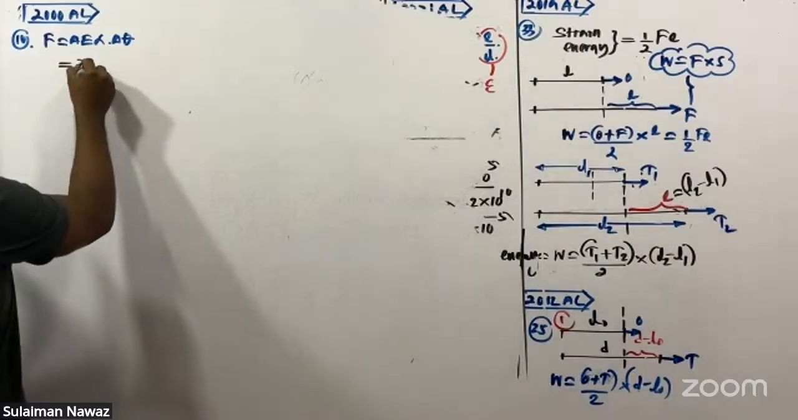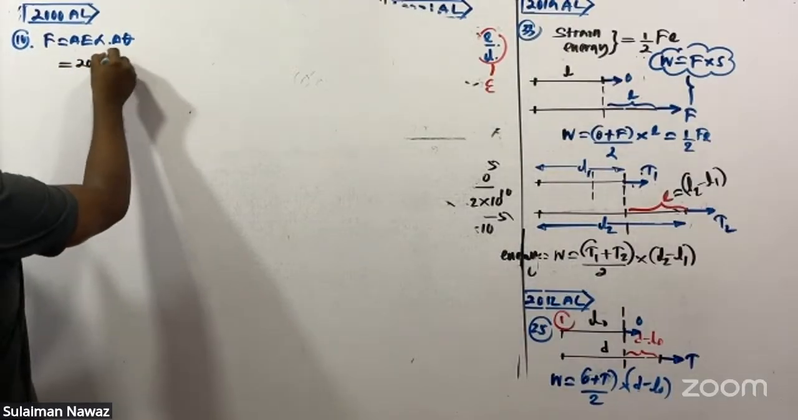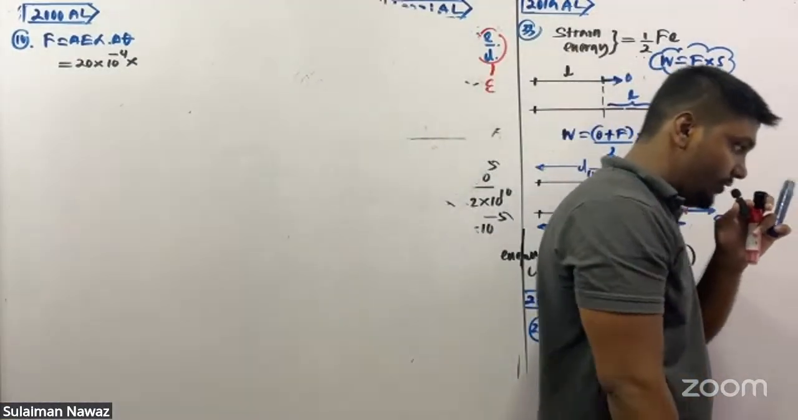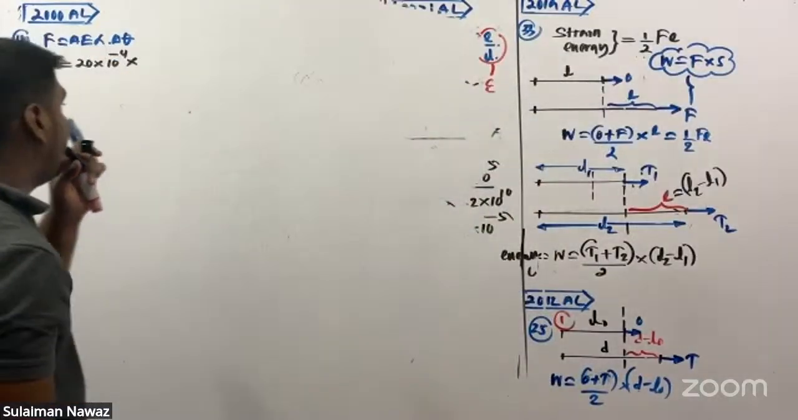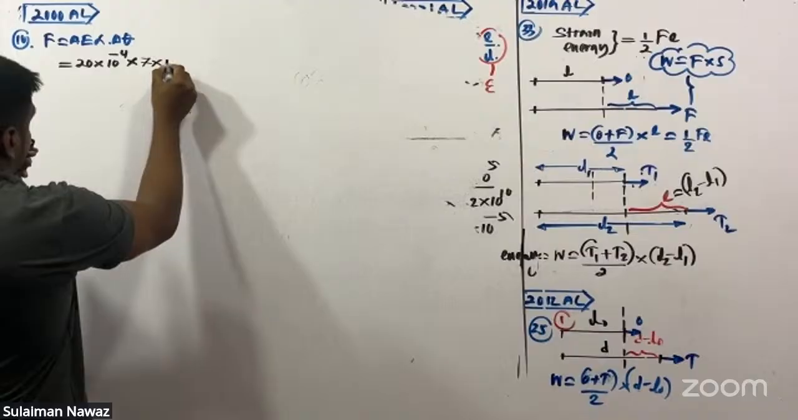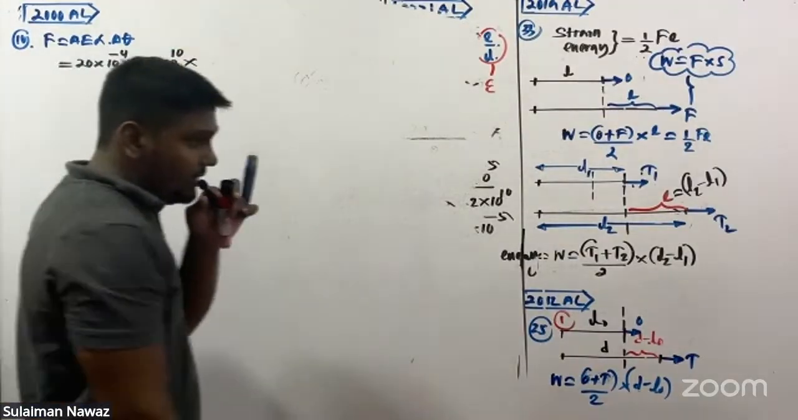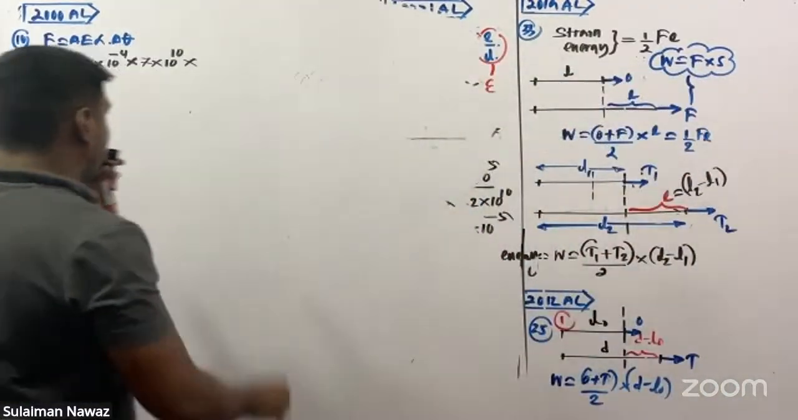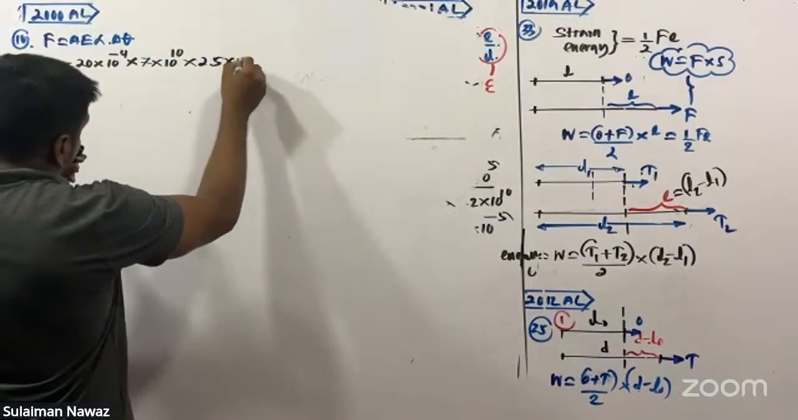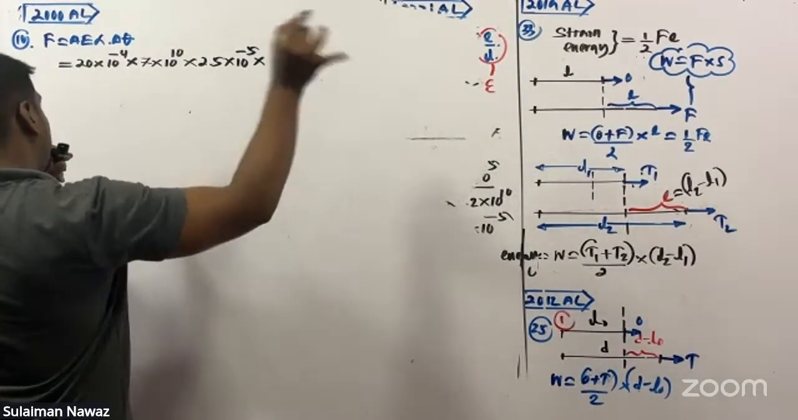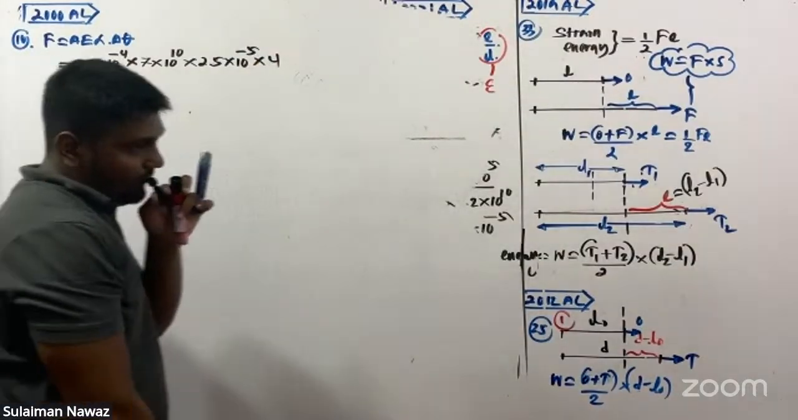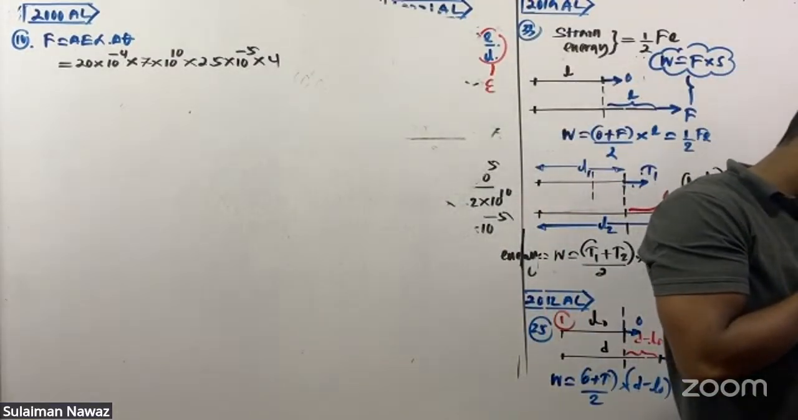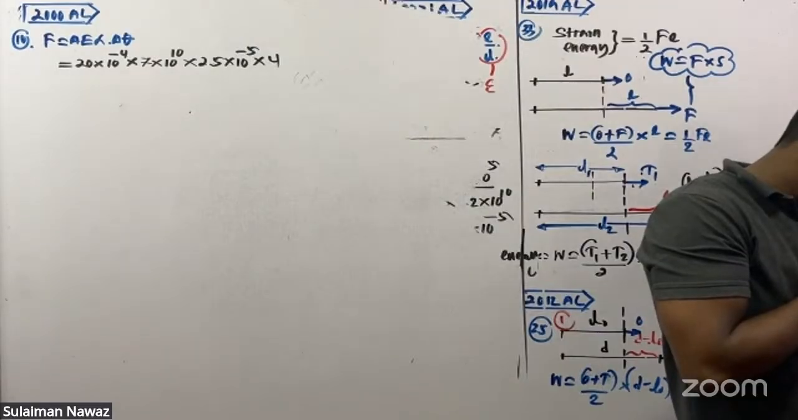20 centimeters squared, multiplied by 10 to the power minus 4. Young's modulus is 7 into 10 to the power 10. Linear expansivity, we know that, 2.5 into 10 to the power minus 5. Change in temperature, 30 to 34, 4 degrees Celsius. Substitute to get the answer. Right.